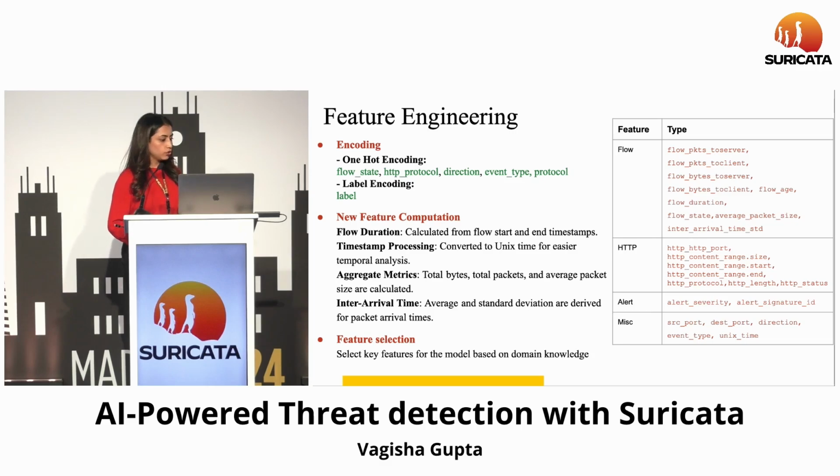So you can see the flow state, HTTP protocol, direction, event type, and protocol were converted into binary columns because they had a small number of fields inside them. That's why I used one-hot encoding. And the label, which was marked as malware or normal, was label encoded with 0 and 1 values.